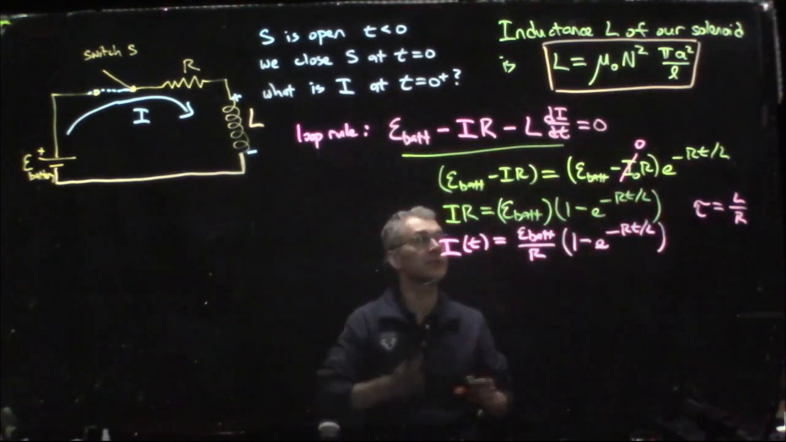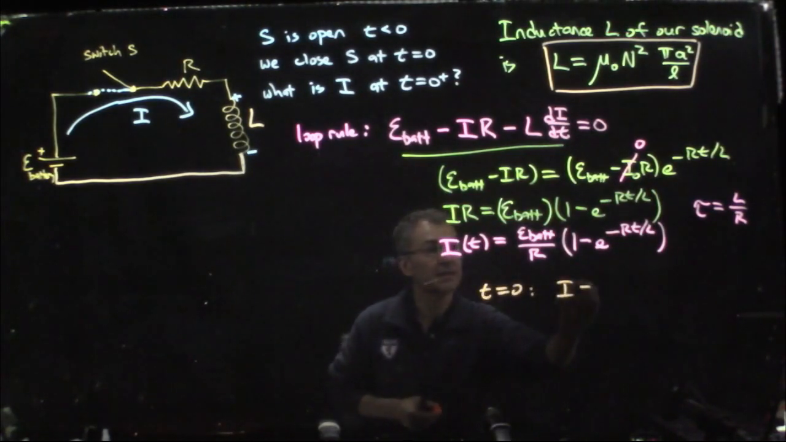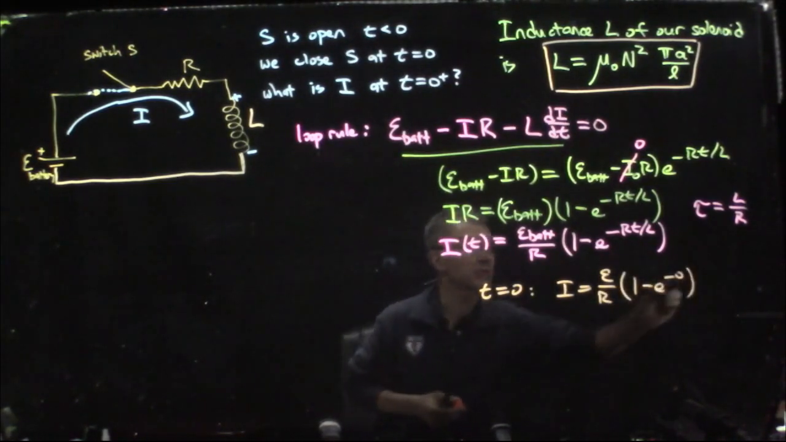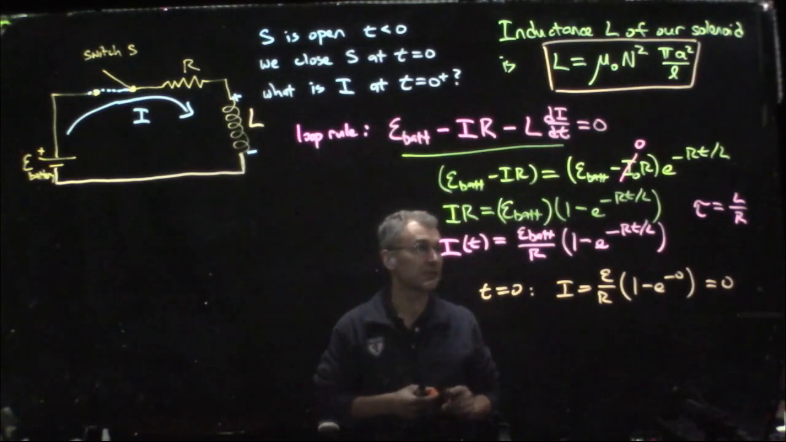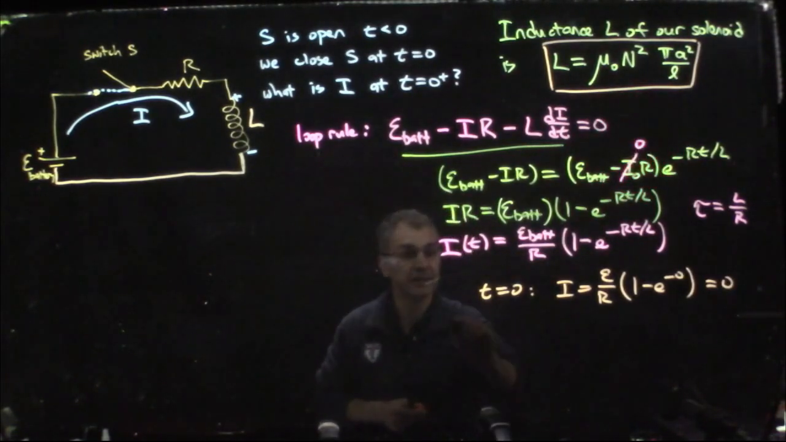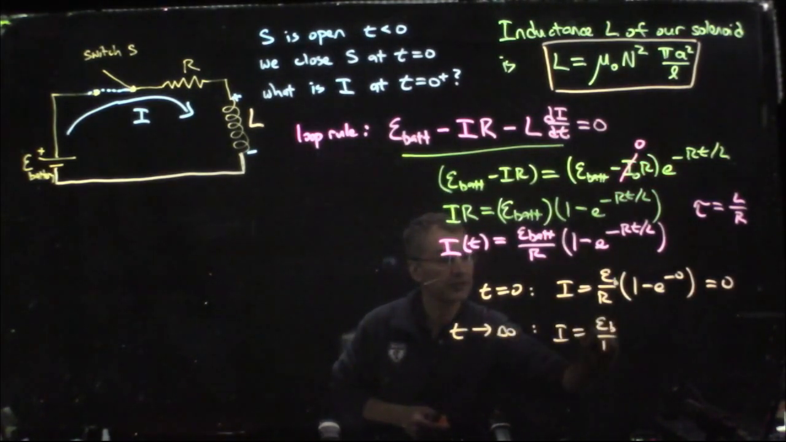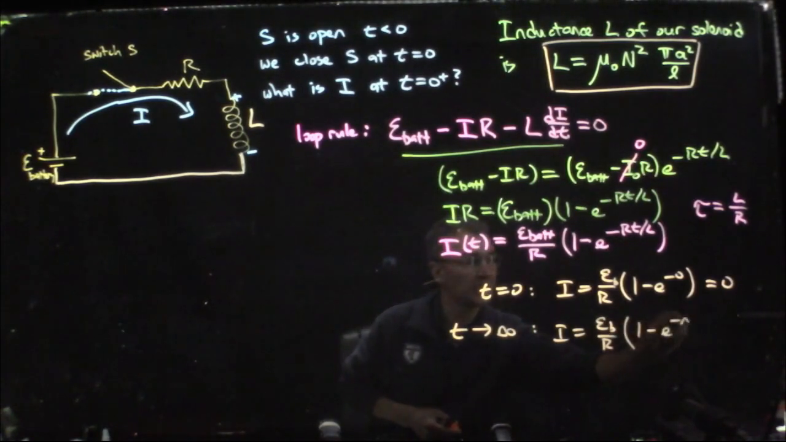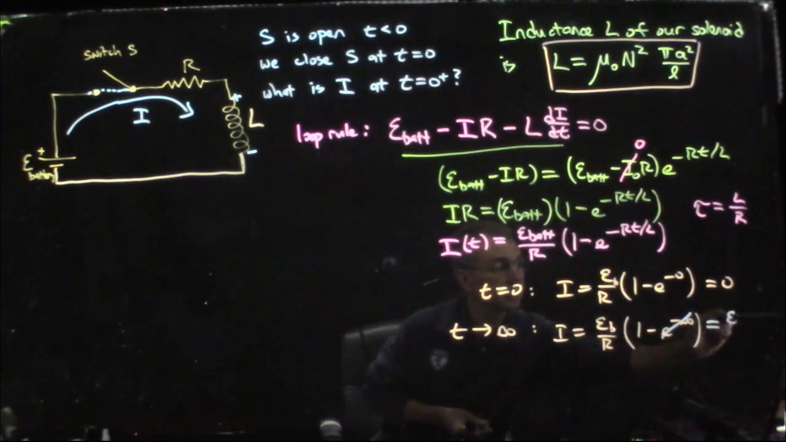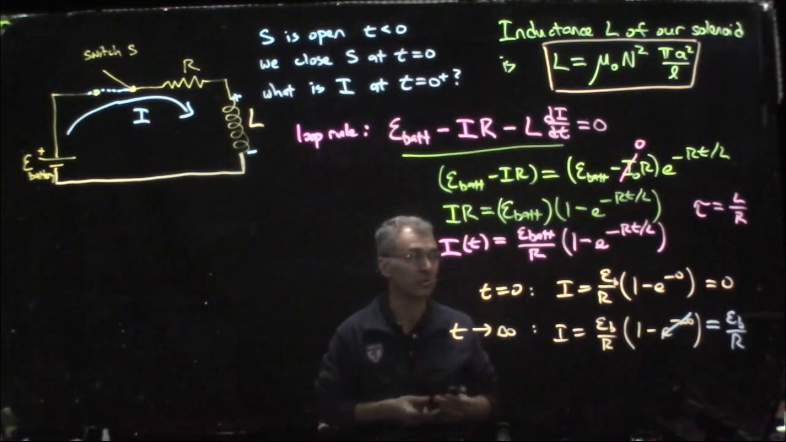So we can see from this expression that if t equals 0, we get I equals the battery EMF over R, 1 minus e to the minus 0, which is 0. That's good. We kind of assumed that in our solution, actually, by canceling out the current at time 0. And then, as t goes to infinity, we have the current is the battery EMF over the resistance, 1 minus e to the minus infinity. So e to the minus infinity is 0. So this just equals the battery EMF over the resistance. So that makes sense. That's what we reasoned before, kind of by waving our hands.